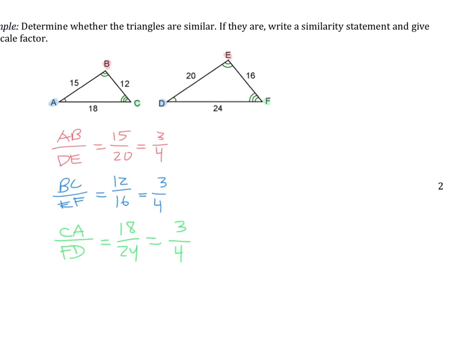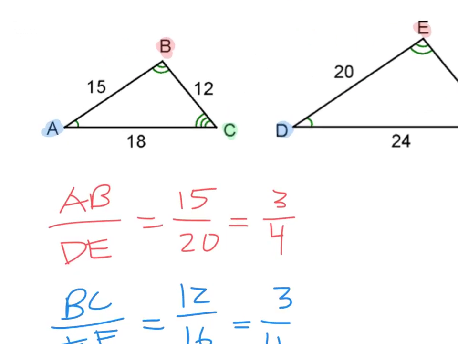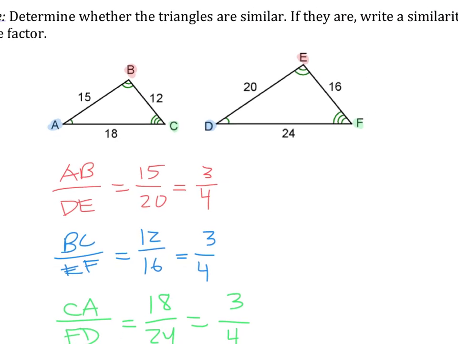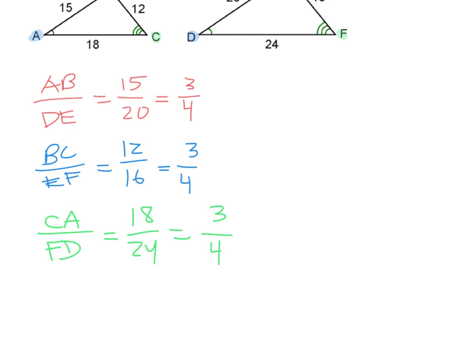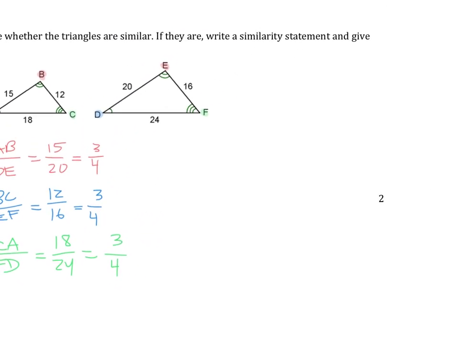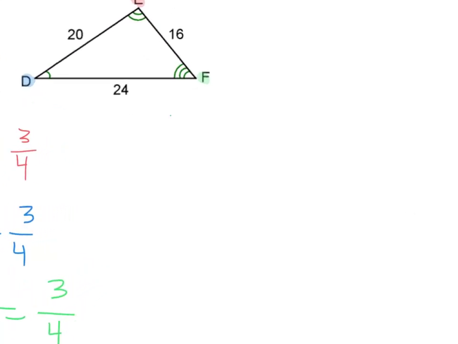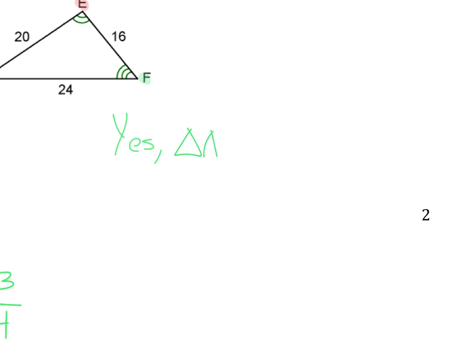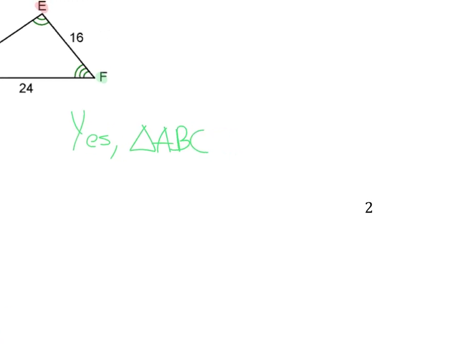So, were my angles congruent? Yes, because we can see in the diagram that they have these congruent markings. And are my sides proportional? Do they all have the same ratio? And the answer is yes, they did. So are these triangles similar? Yes. Triangle ABC is similar to triangle DEF.